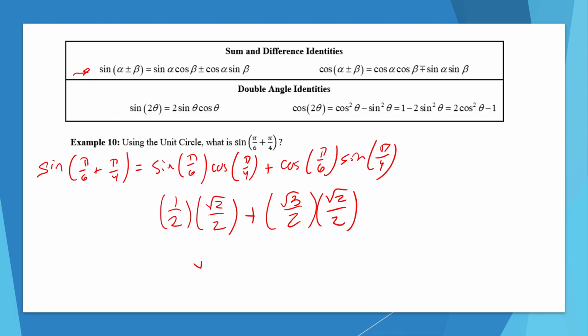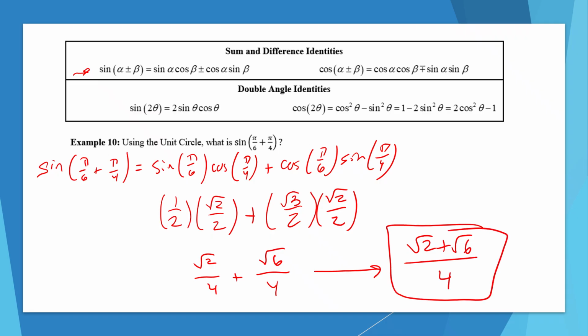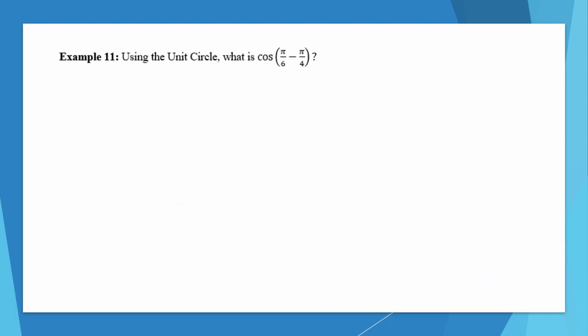Multiplying these, you get root 2 over 4. Plus this is root 3 times root 2, is root 6 over 4. And we can just simplify this or leave this as root 2 plus root 6 over 4. That's good enough there. That should be our answer for example 10.